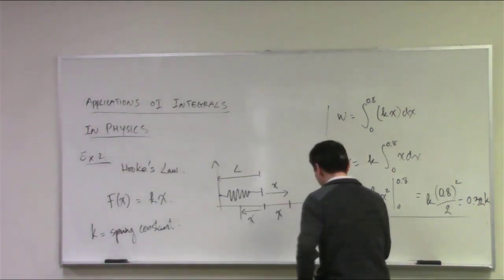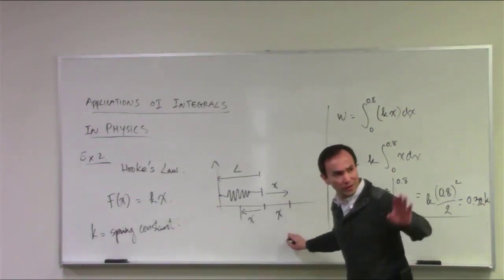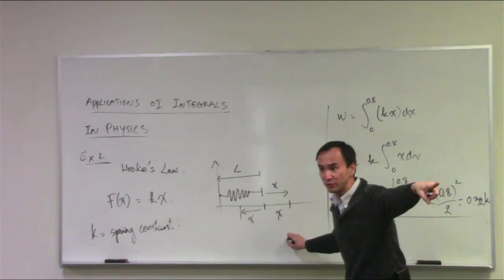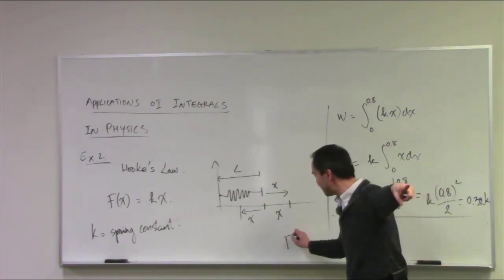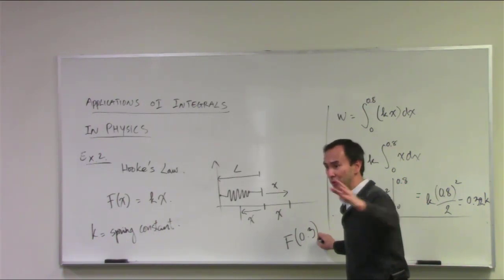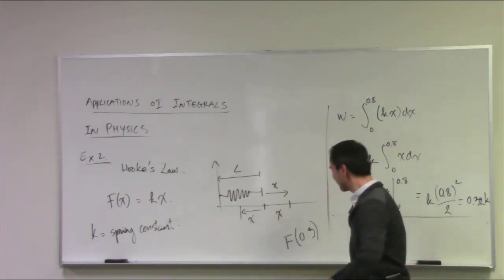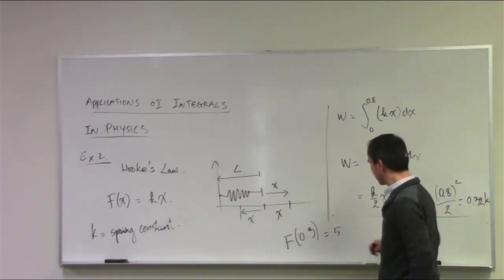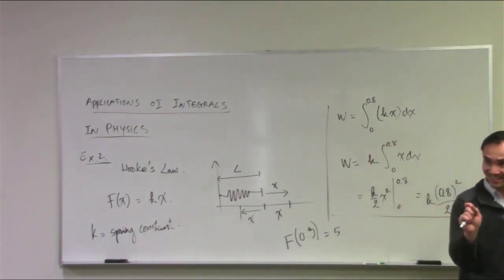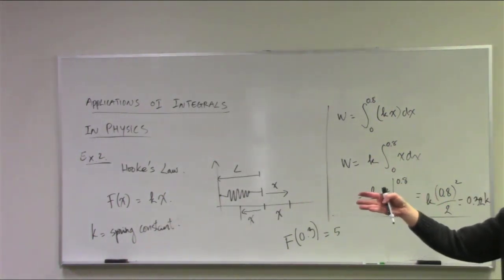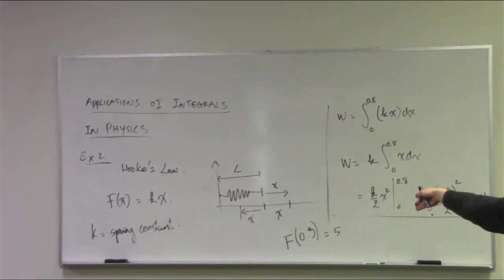According to that description, a force of 5 pounds is required to hold a spring that stretches 0.3 feet beyond its natural length. So that means F of 0.3 equals 5. The amount of force to stretch that 0.3 feet beyond natural length is 5 pounds.